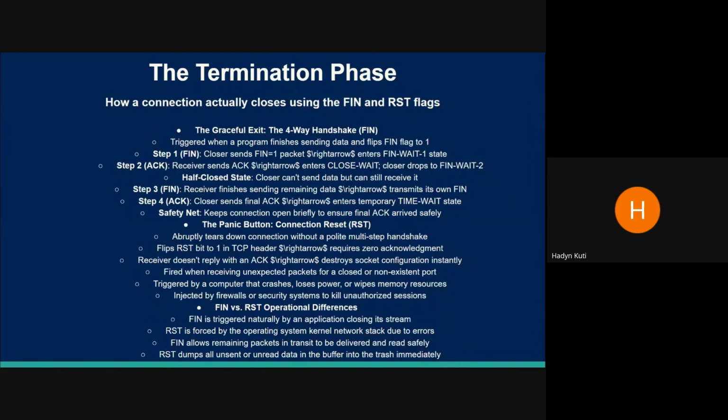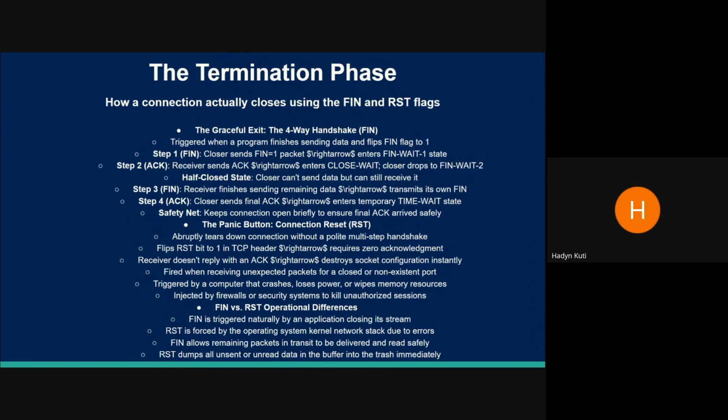So then we have the termination phase. We have the graceful exit, which is the 4-way handshake, or FIN. This is triggered when a program finishes sending data and flips the FIN flag to 1. Step 1, FIN. The closer sends a FIN equals 1 packet and enters FIN_WAIT_1 state. Step 2, ACK. The receiver sends the ACK, entering CLOSE_WAIT, while the closer drops to FIN_WAIT_2.